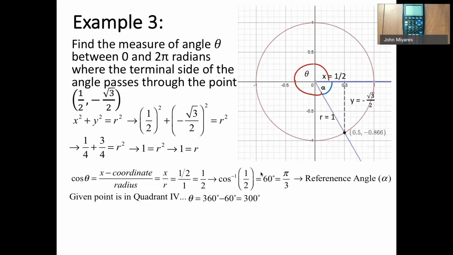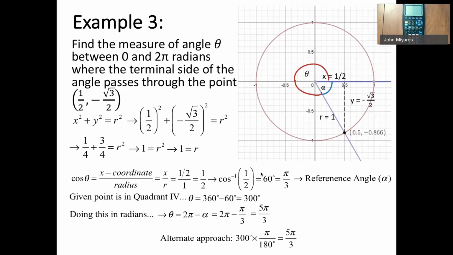Or we could do this in radians and compute 2 pi minus the reference angle, which will give you 2 pi minus pi over 3, which, if I get common denominators in my fraction, 6/3 pi minus 1/3 pi becomes 5/3 pi. And again, you could just take the 300 degrees that we did the first time and convert it to radian measure by multiplying by pi radians over 180 degrees, as is shown here.